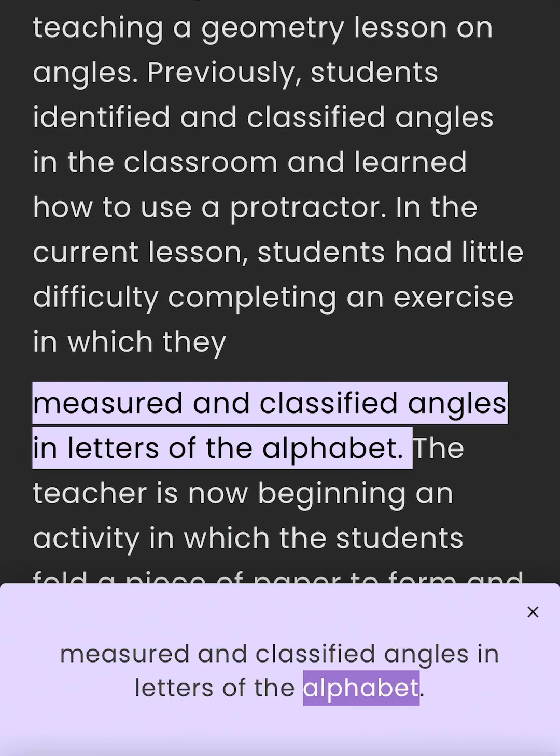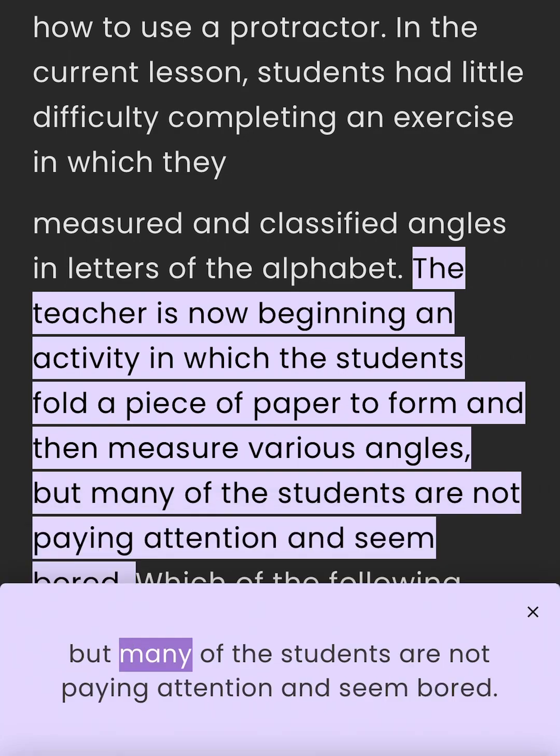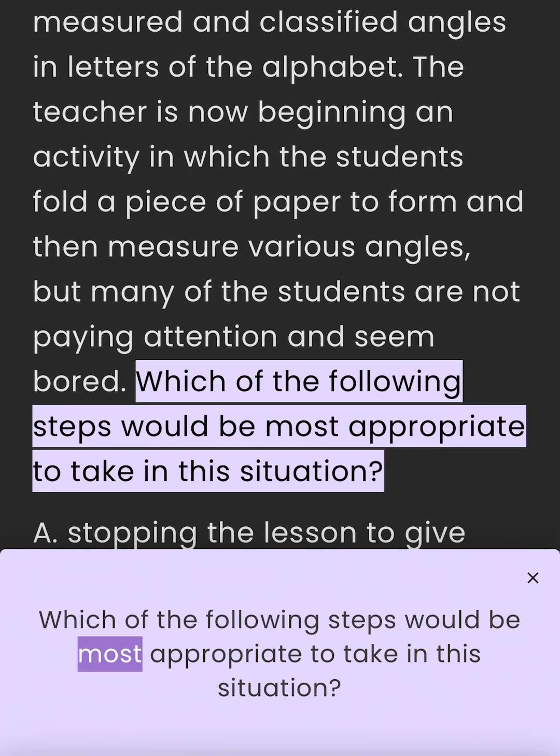of the alphabet. The teacher is now beginning an activity in which the students fold a piece of paper to form and then measure various angles, but many of the students are not paying attention and seem bored. Which of the following steps would be most appropriate to take in this situation?